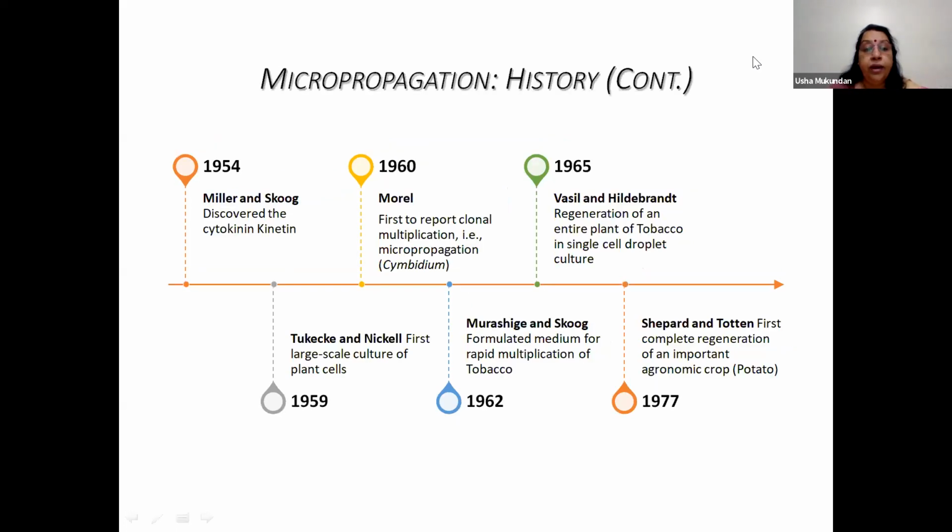Miller and Skoog are given the credit of discovering the very famous cell division promoting plant growth regulator called cytokinin, and Morel is the one who established mass propagation of orchid, for example Cymbidium, using tissue culture technique. Murashige and Skoog gave us an excellent recipe for in vitro propagation of plants.